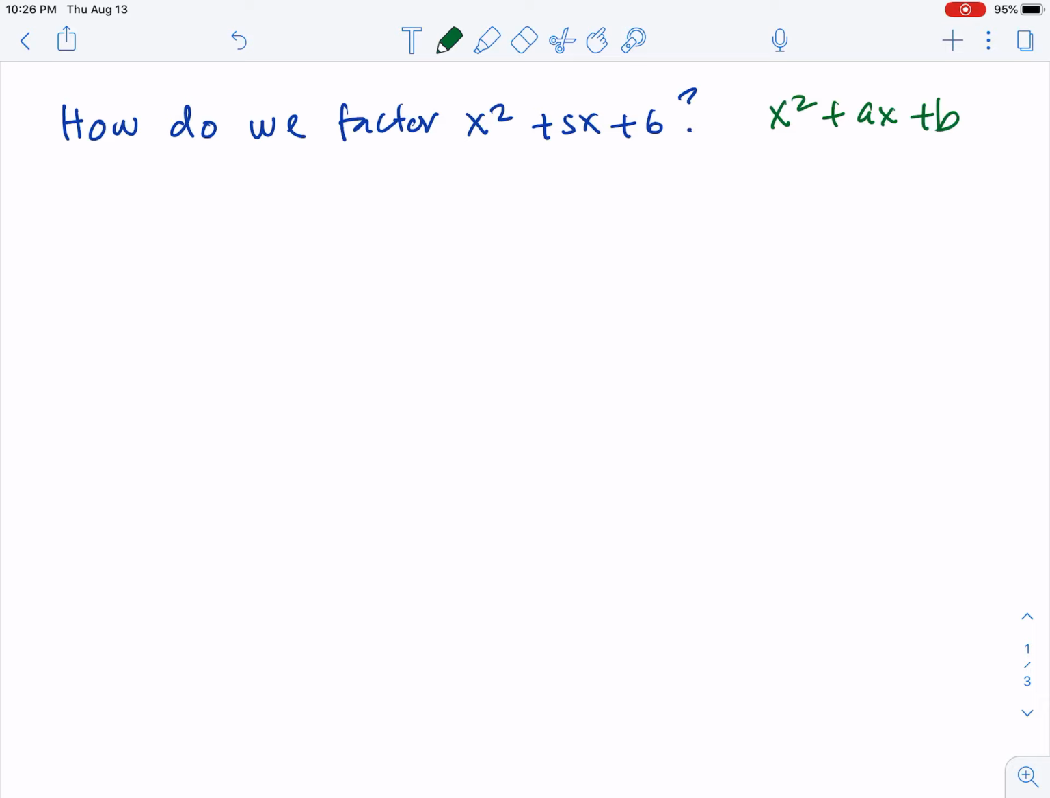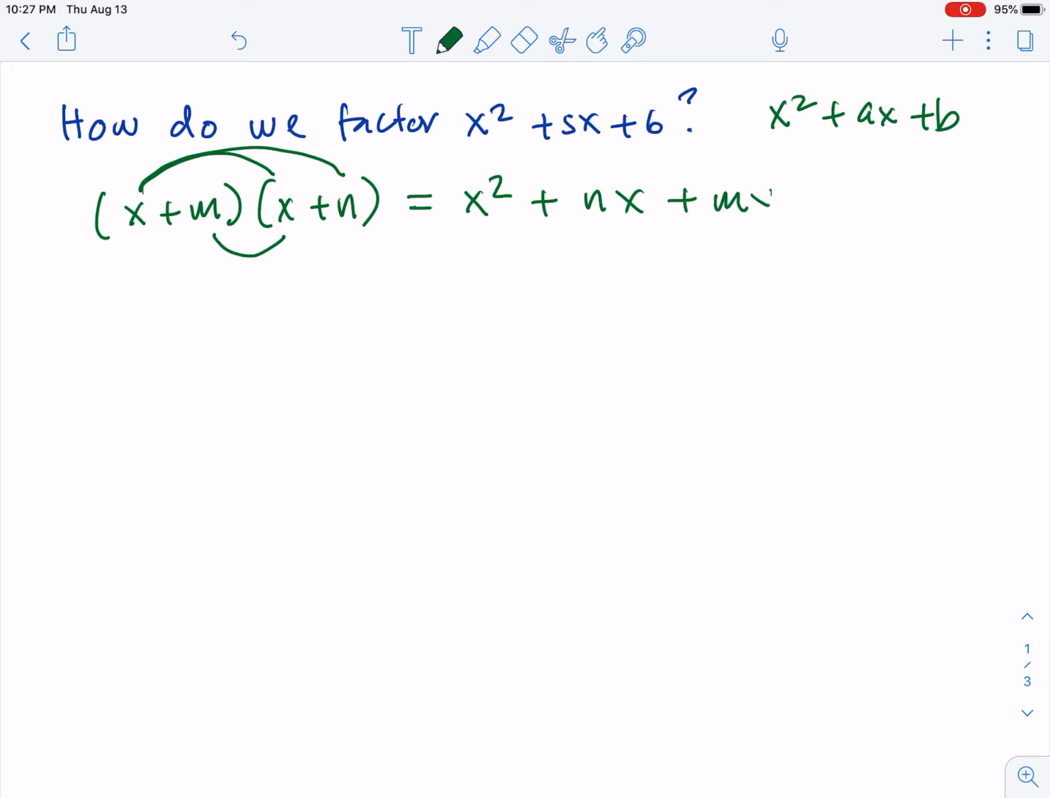Okay. So, question, ano ba nangyayari pag nagmumultiply ba tayo ng binomial? For example, we have x plus m times x plus n. Ano ba nangyayari dyan pag ganyan? So, we have x squared, no? If you multiply the first terms, and then if you multiply x and n, we have nx, no? And then if you multiply m and x, we have mx. And if you multiply m and n, we have mn. Right?